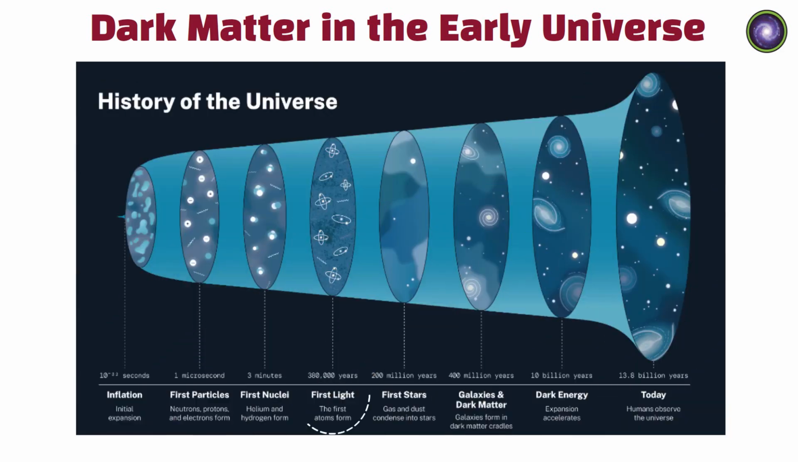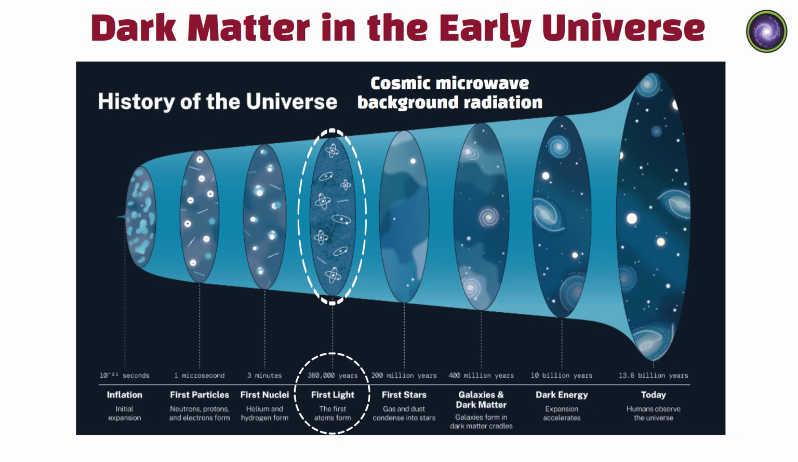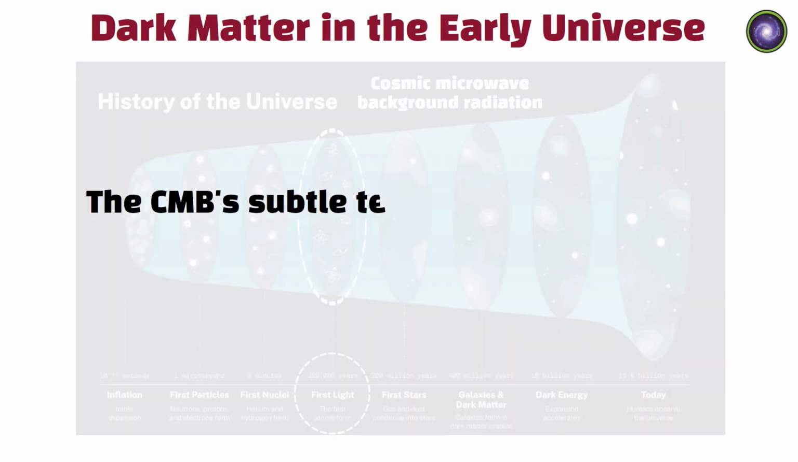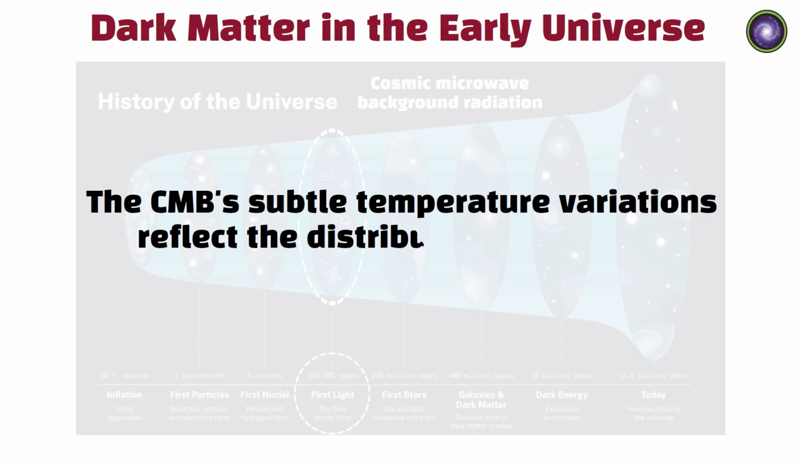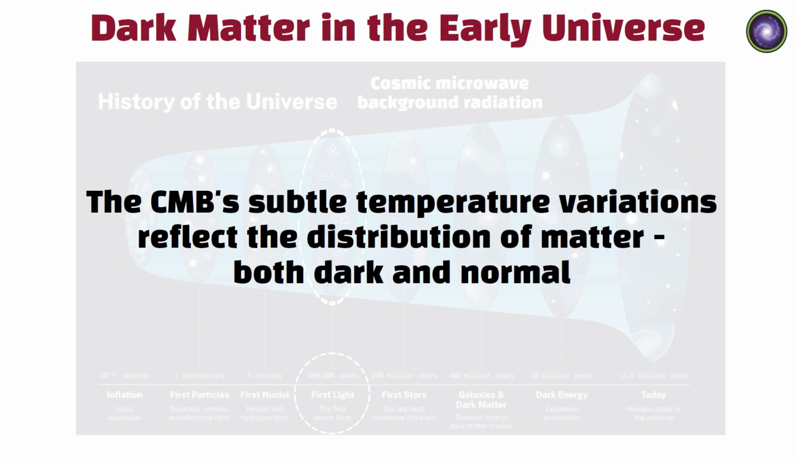About 380,000 years after the Big Bang, the universe cooled enough for atoms to form. This released the cosmic microwave background radiation we observe today. The CMB's subtle temperature variations reflect the distribution of matter, both dark and normal, at that early time.